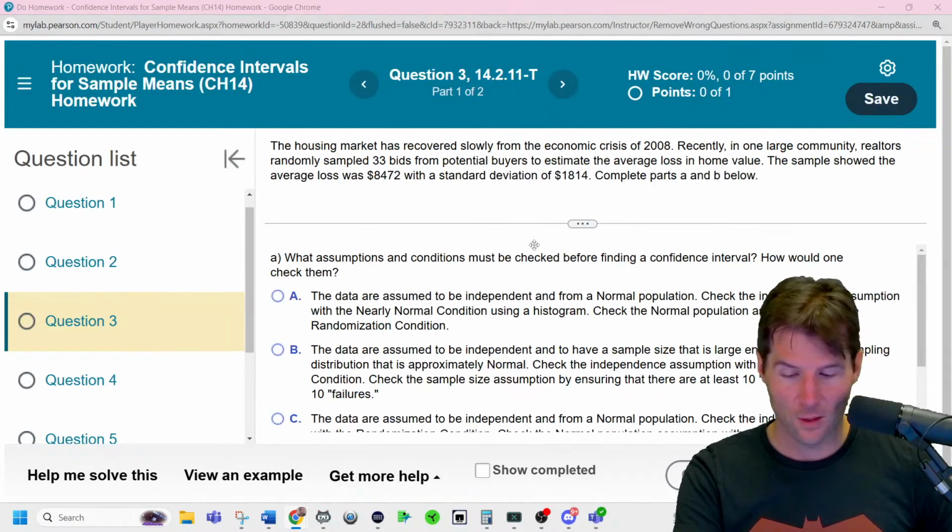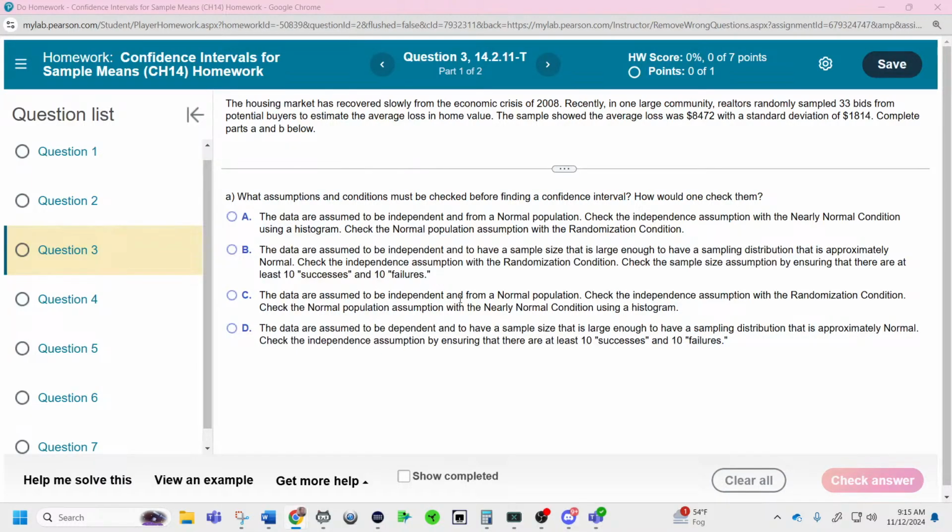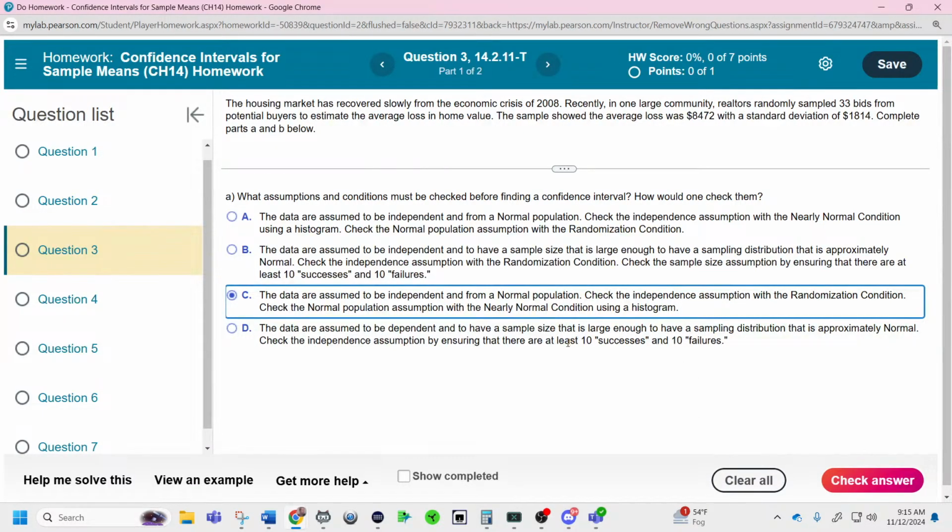Let's look at the first condition right here, what they want us to check. The conditions for a t-interval are as follows: random, 10%, and nearly normal. Since these are randomly chosen, we would assume they're independent. The data are assumed to be independent and from a normal population. Check the independence with randomization. Check the normal population with the nearly normal condition using a histogram. That looks correct. We don't do successes and failures here. That's obviously wrong. And we wouldn't check independence with nearly normal. No, this looks to be correct.